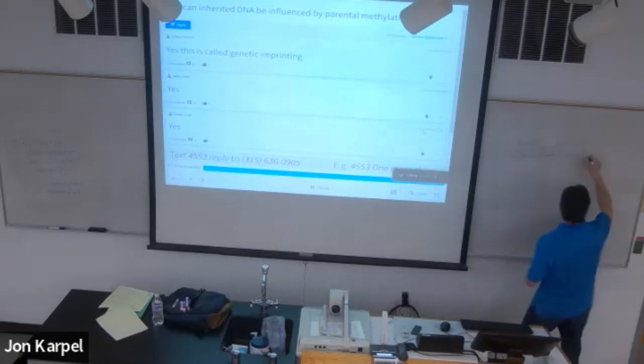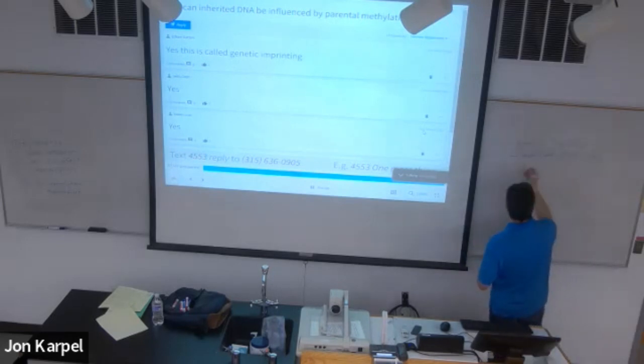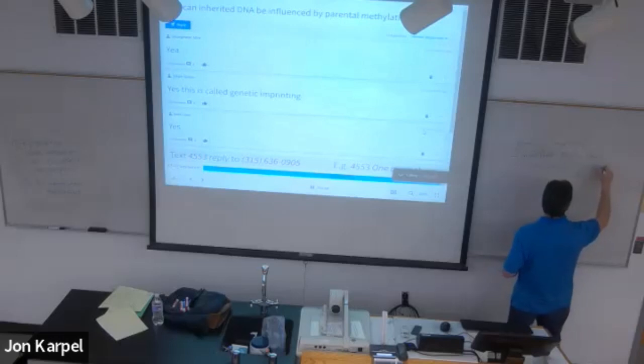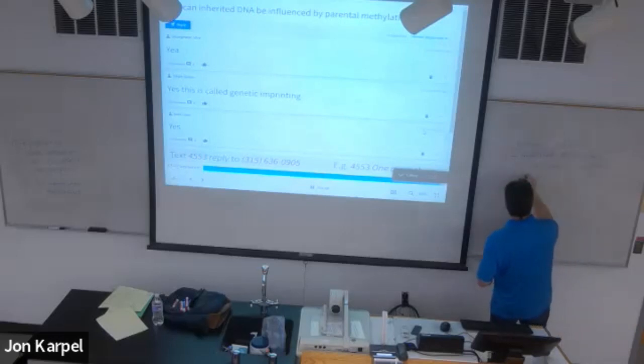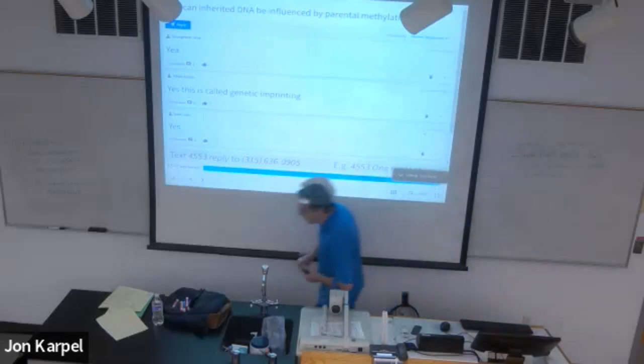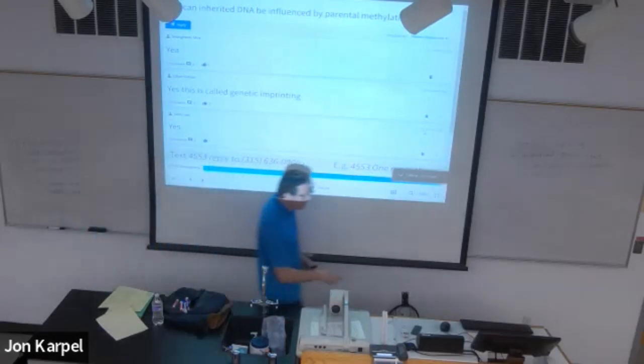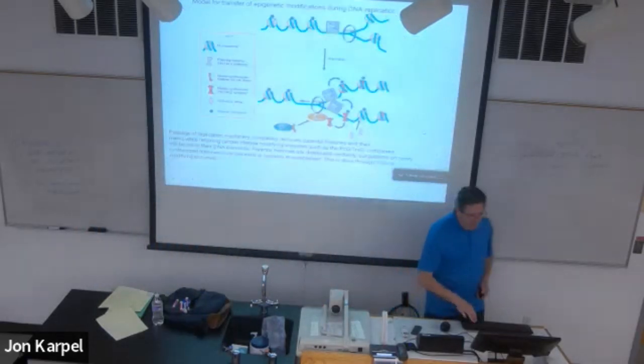So it's basically modified DNA that, I guess, how we want to say it, will be treated differently in the offspring. And we're talking about transcription here. So it is going to affect the transcription of these chromosomes in the offspring. This is going to be genetic imprinting.